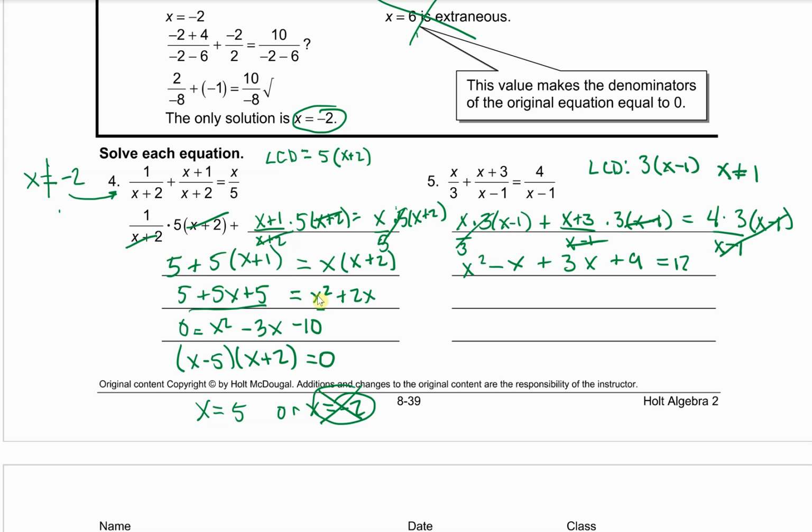I get 12. So if we put everything together, I get x squared plus 2x. If I subtract 12, I get minus 3 equals 0. So that factors to x plus 3 and x minus 1 equals 0. So x equals negative 3 or x equals 1. But we already said x cannot equal 1, so this guy is extraneous.